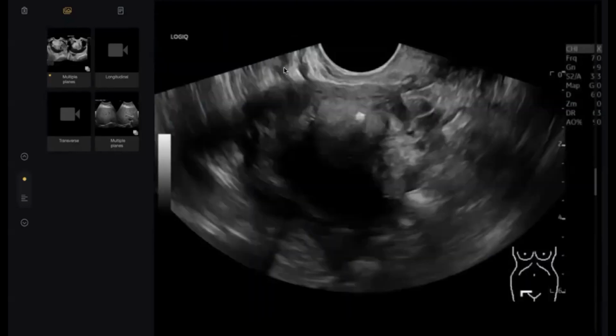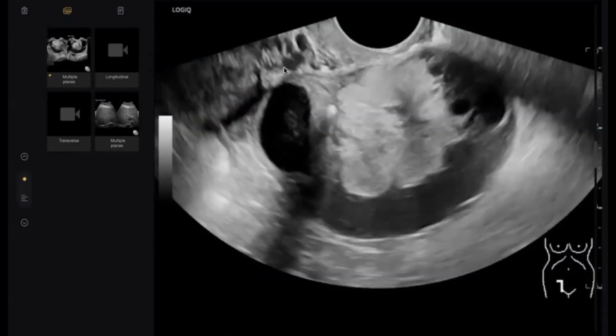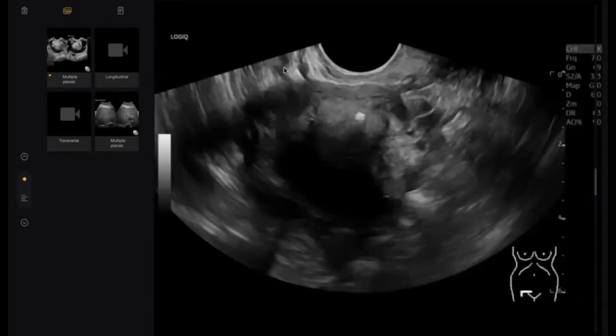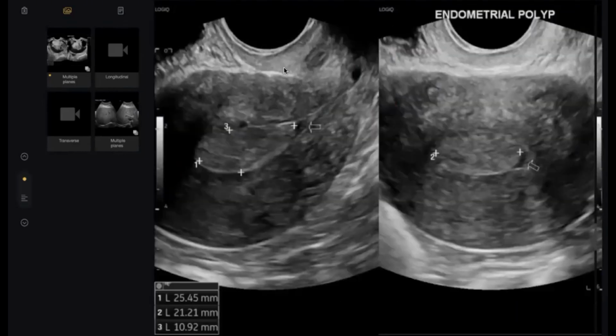The uterus appears bulky with a heterogeneous appearance and a hyperechoic structure within. Yes, what else? It appears well defined with smooth borders.